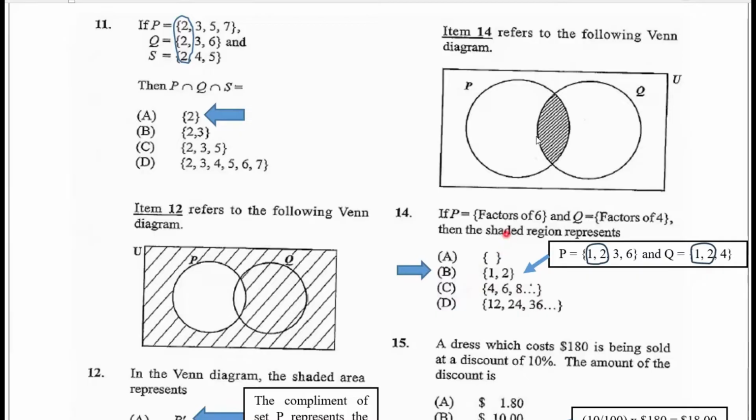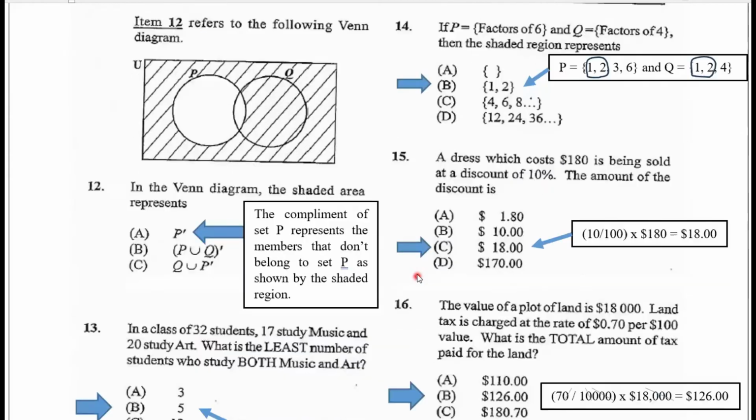So the region of intersection will be the region that is common. And what is common to both of them? 1 and 2. 1 and 2 is common to both. That's B.